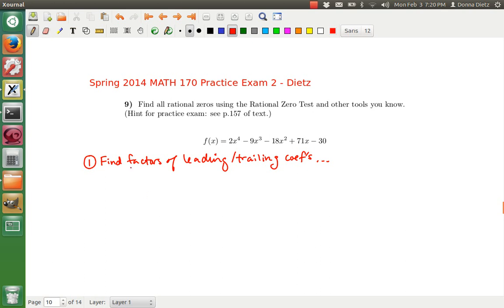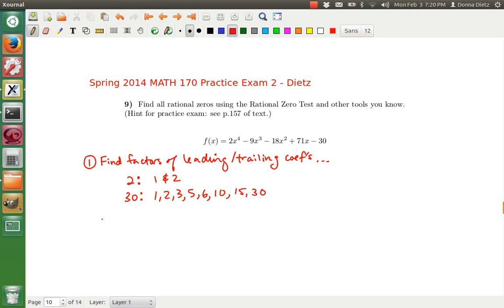Okay, so I'm going to break up 2, and I'm going to break up 30, and ignore that there's plus and minus, because that's just a nuisance and we can deal with that later. So we only have 1 and 2 as factors of 2. The factors of 30, oh my gosh, 1, 2, 3, 5, 6, 10, 15, and 30.